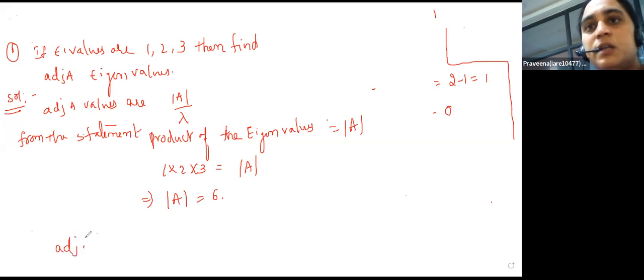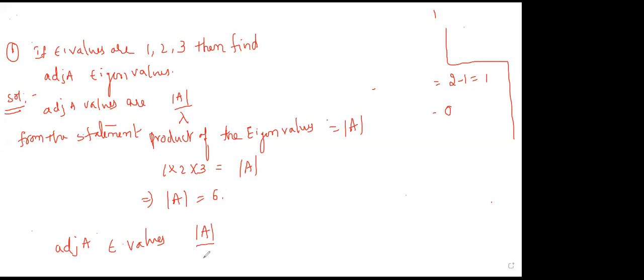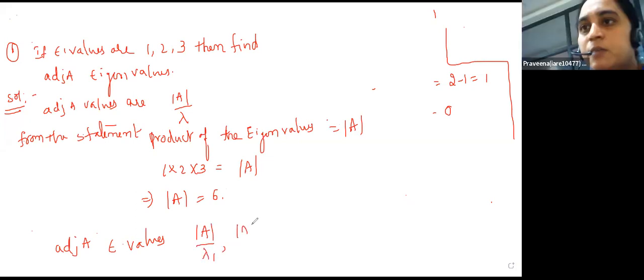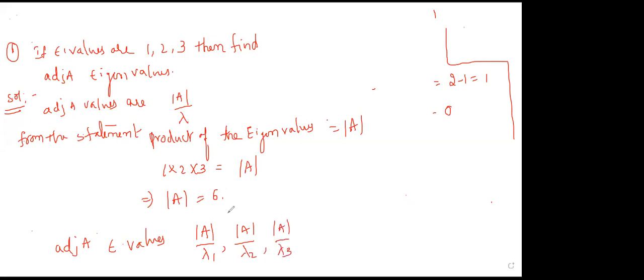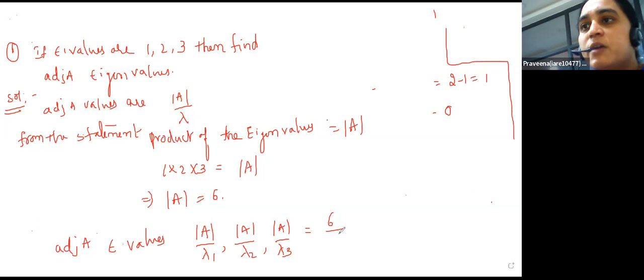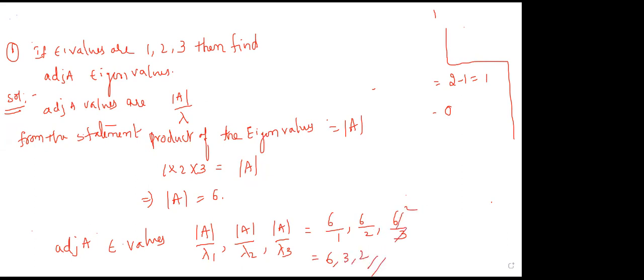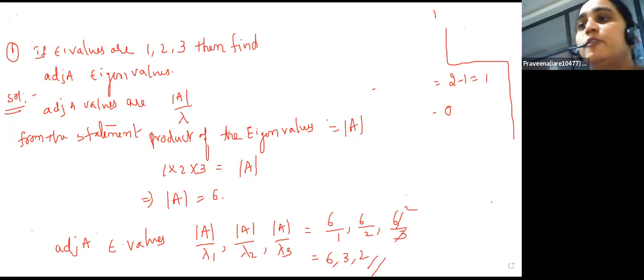Therefore, the adjoint A eigenvalues. How many eigenvalues do we have here? Lambda values are 3. Then how will we take the formula? Det A by lambda 1, det A by lambda 2, and det A by lambda 3. From that, what is det A? 6 by 1, 6 by 2, and 6 by 3. That is 6, 3, 2. The adjoint eigenvalues are 6, 3, 2. Okay, 6, 3, 2.